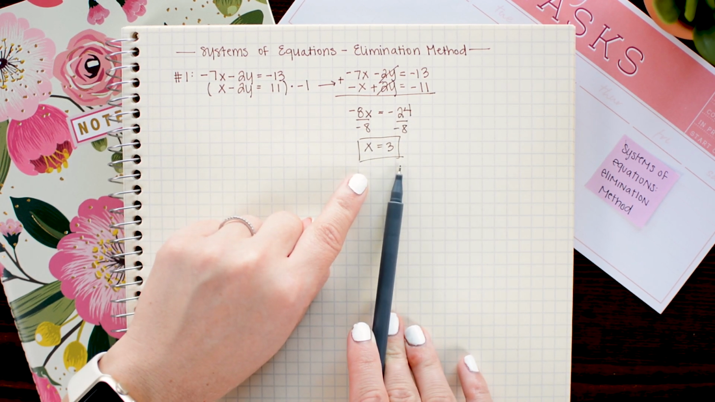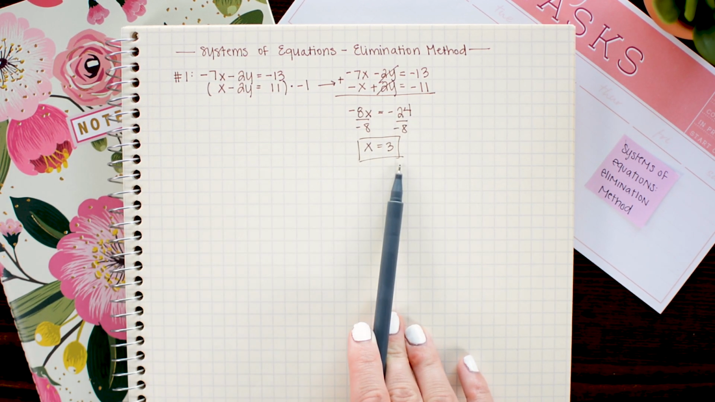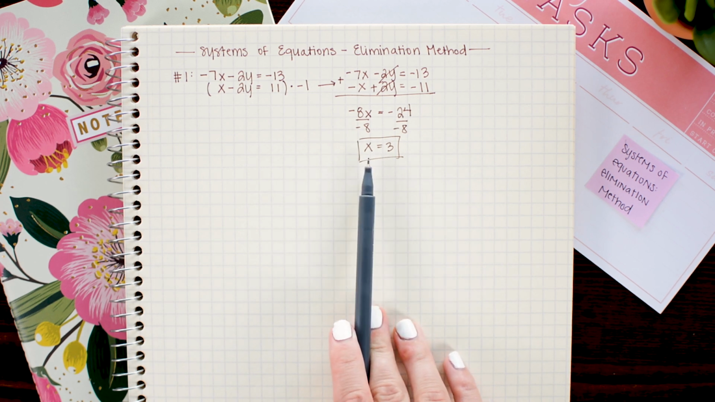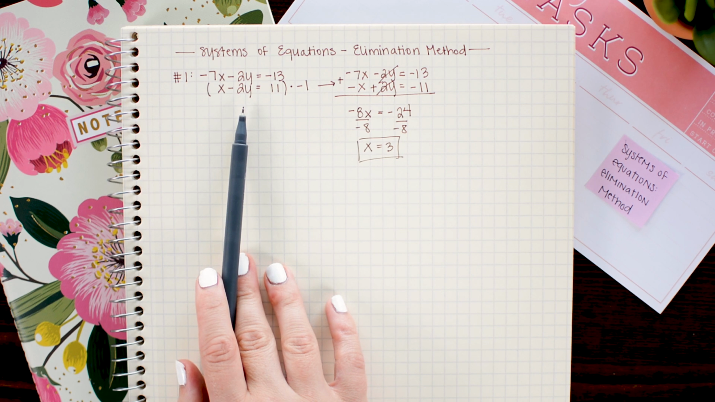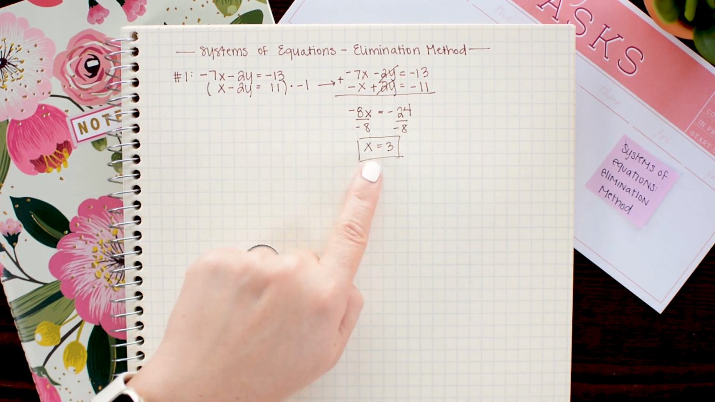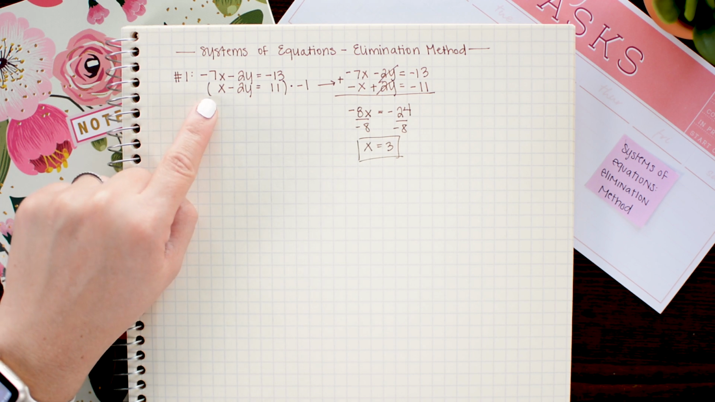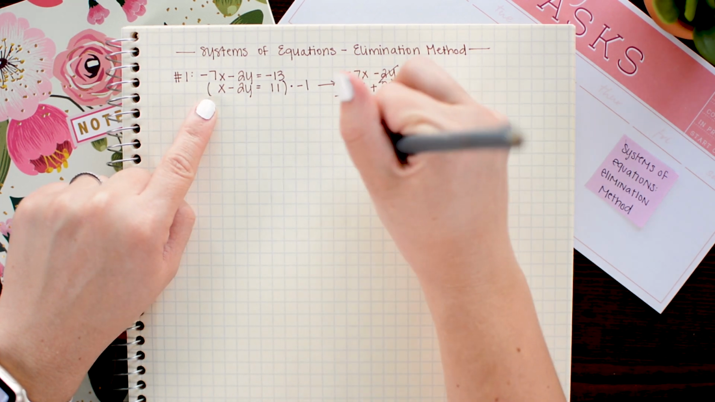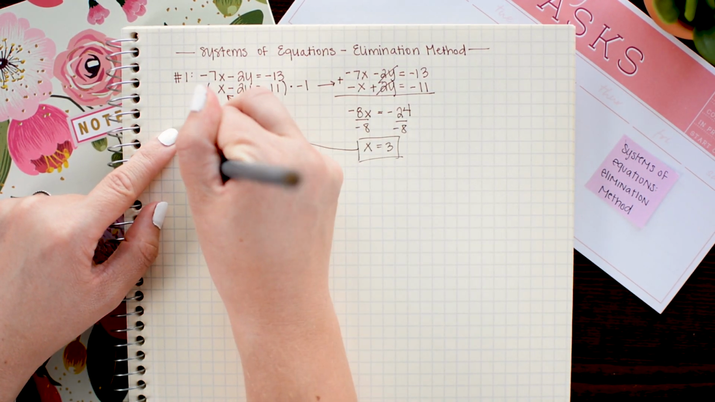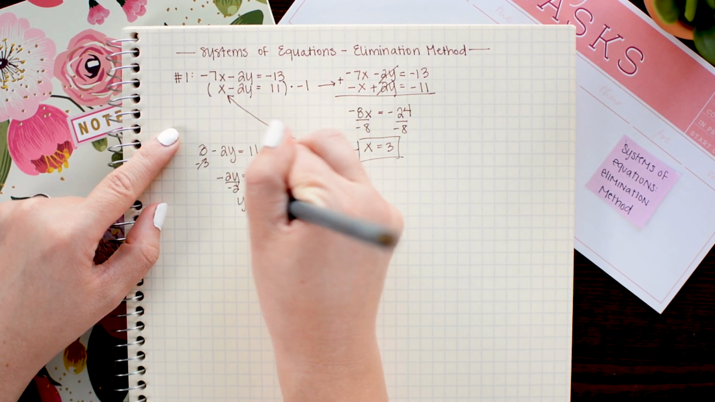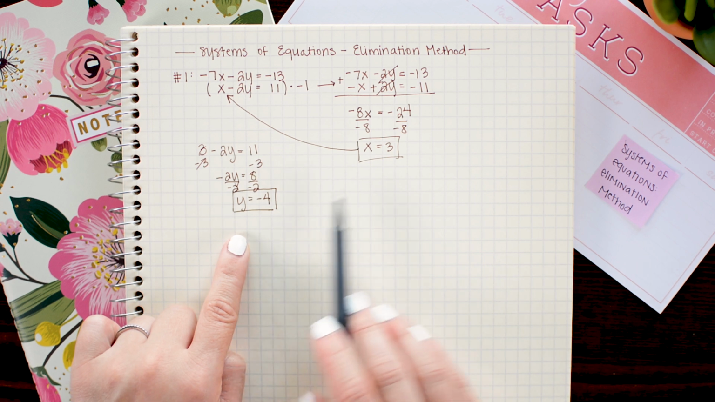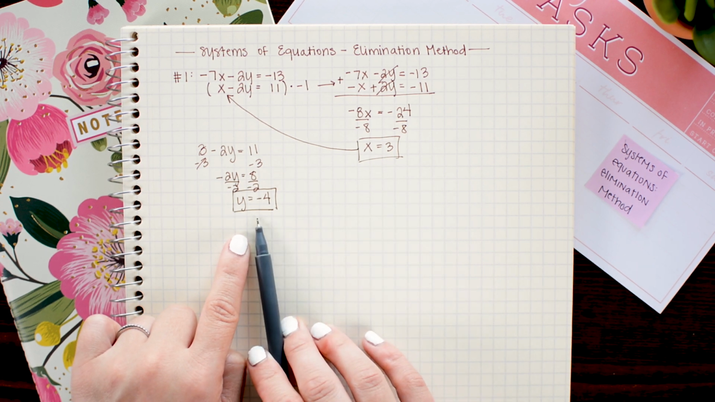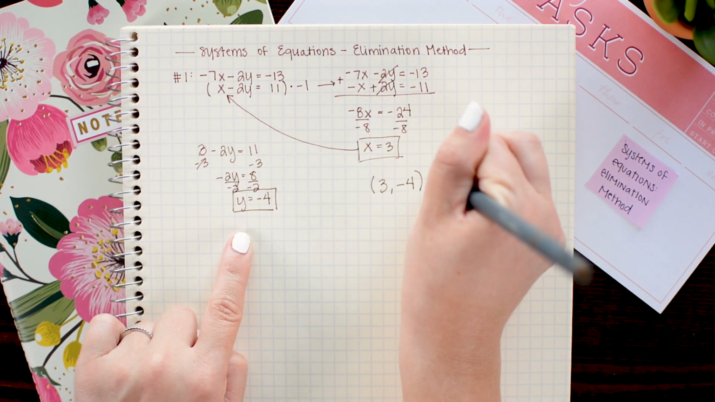giving me x equals 3. Now, just like in our substitution method, once you find one variable, you are free to plug it back into one of the equations to find the other variable. So I'm just going to plug in x into this second equation and solve for y. So y equals negative 4, and now I have the point 3, negative 4 as my intersection point.